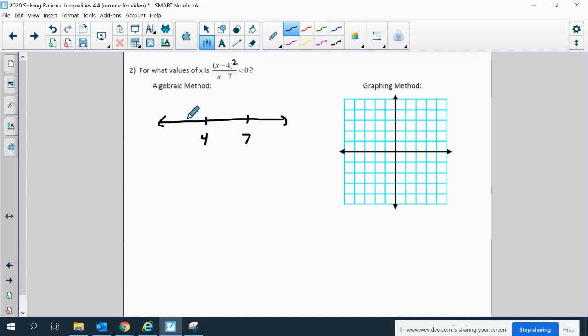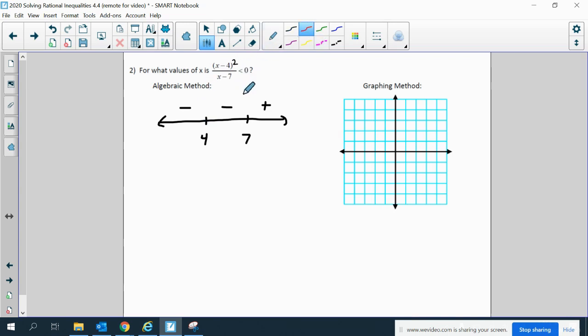If I sub in something less than 4, for example 3, I get -1 squared, which is 1, over -4. So 1 over -4 gives me a negative number. If I substitute in 5, I get 1 squared over -2. That's also a negative number. If I plug in something to the right of 7, like 8, I get 4 squared, which is 16, over 1. So that's positive. Now at 4, this function is not less than 0, it is equal to 0.